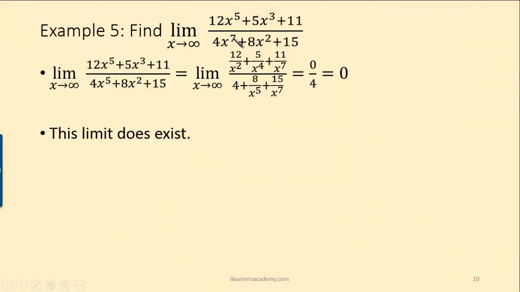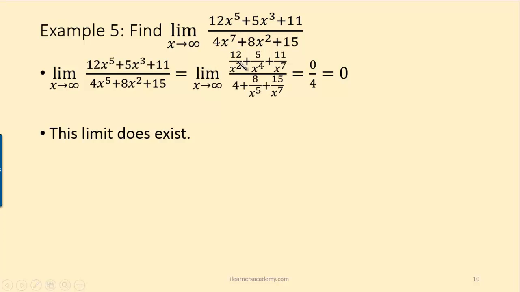In this case, the degree of the denominator is greater than the degree of the numerator. So you should know that the limit of this entire expression as x approaches infinity is going to be 0. But once again, let's take a closer look at this. Here, the highest power of x is x to the 7th. So let's divide both the numerator and denominator by x to the 7th.